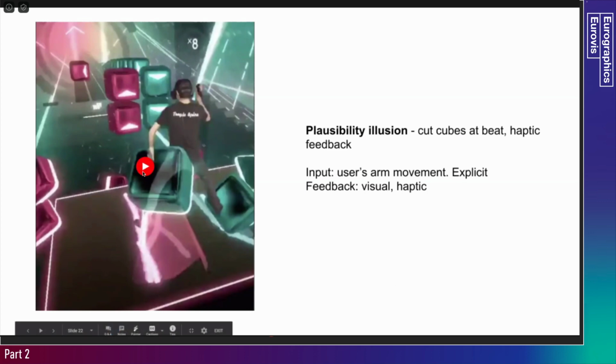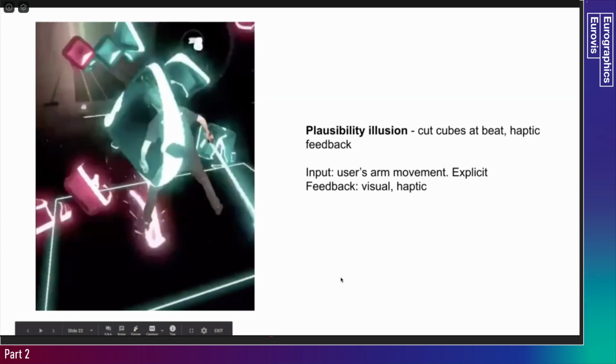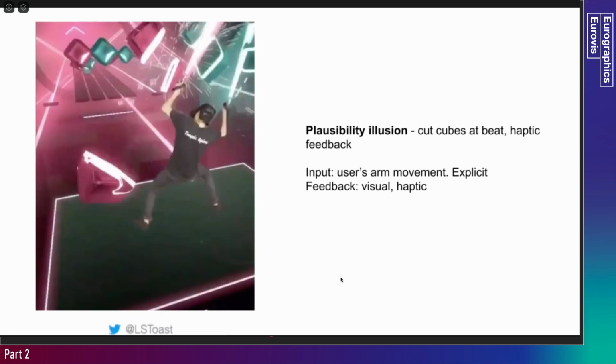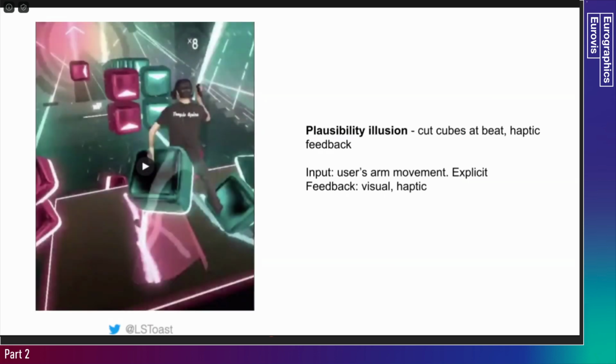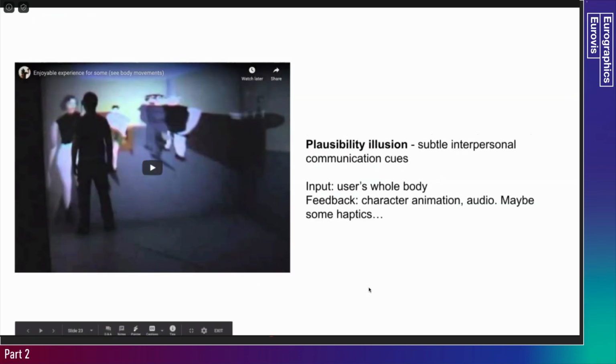I'm showing this video because it gives you a really nice sense of how much this guy is enjoying himself, but at the same time how ridiculous it might have seemed in real life without the actual virtual reality displays. And then, going back to what we're talking about today, which is interactions with virtual characters: what does plausibility illusion mean when we have characters involved? Compared to the previous example, interaction with virtual characters is a lot more subtle. It's basically very subtle interpersonal communication cues you're using. Obviously, there's the verbal side, but very importantly, there is the nonverbal side as well.